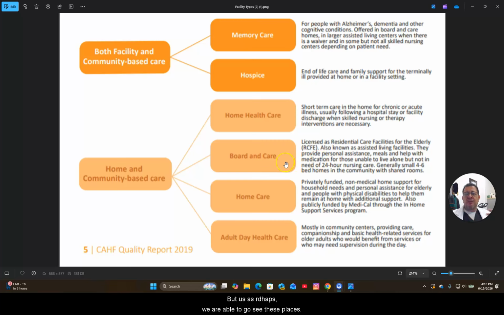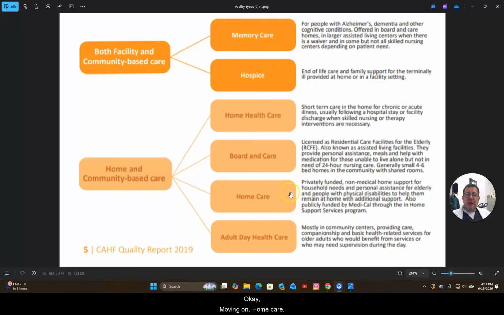But us as RDHAPs, we are able to go see these places. Usually the owners will have multiple boarding cares and you'll have somewhere between 4 to 6 beds in one home, because they can put 2 beds in one bedroom depending on the size. And so this is essentially their home. So these are like homebound patients, but a little bit more with medical conditions. And so these are great. Medi-Cal covers as of June 15, 2026. But things always change, and that's a whole other video that we adapt to.